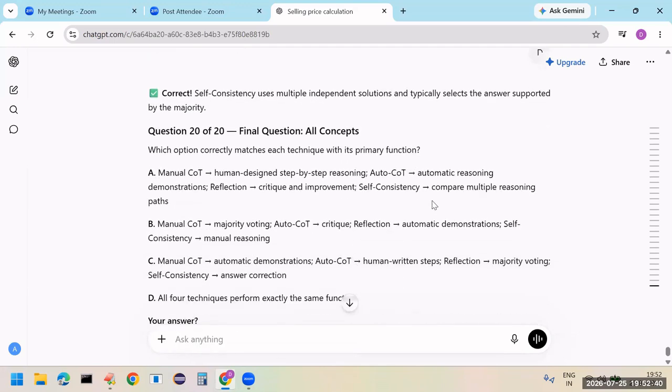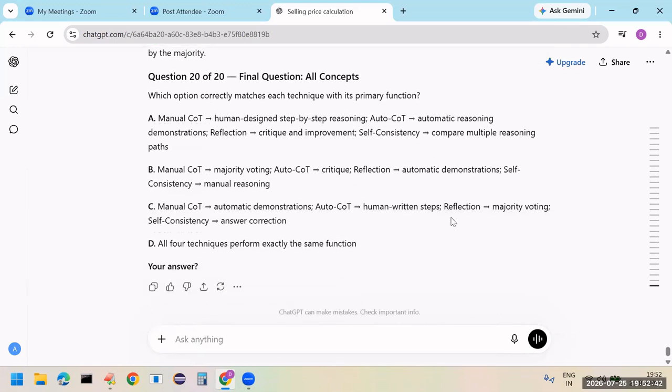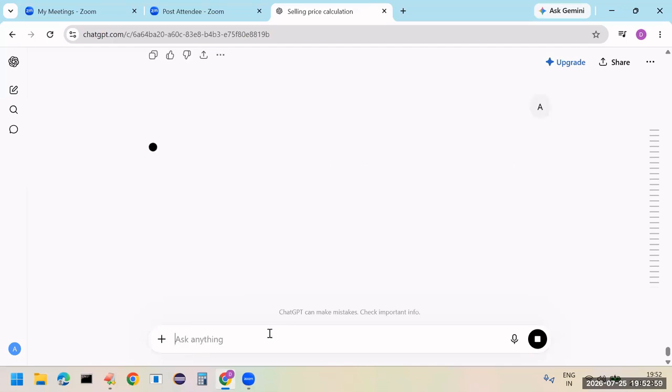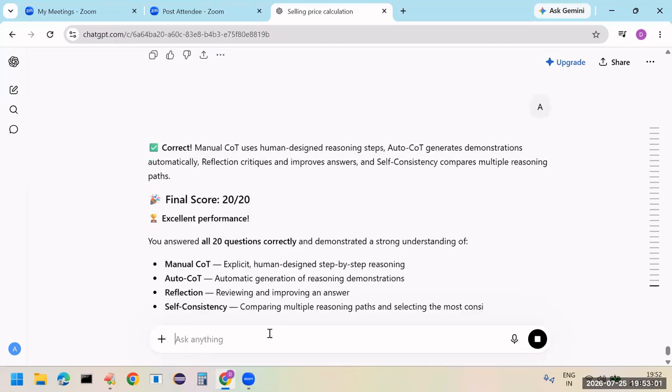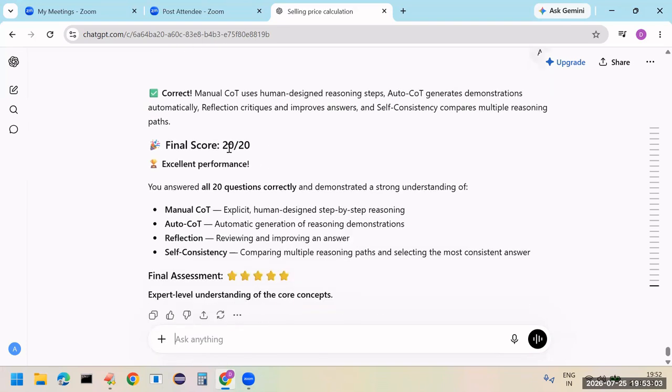Which option correctly matches each technique with its primary function? Manual COT, human-designed step-by-step reasoning; auto COT, automatic reasoning demonstrations; reflection; self-consistency. This is A. First one is correct. Correct. Final score: 20 out of 20. No, right? Yeah. I think the first one is missing.